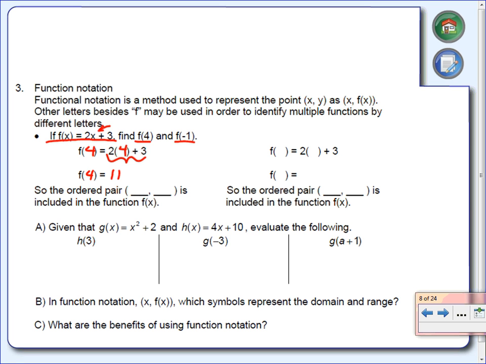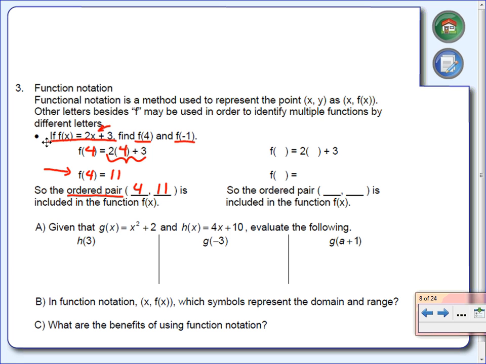Now you'll notice right below that, this right here can also be written as an ordered pair. So how do you write f of 4 equals 11 as an ordered pair? Well, remember what we said here is that the 11 is the y value when 4 is the x value. So if that's true, what ordered pair am I looking at? 4, 11. 11 is the y, 4 is the x. Therefore, we're looking at the ordered pair 4, 11. That's it. That's function notation.